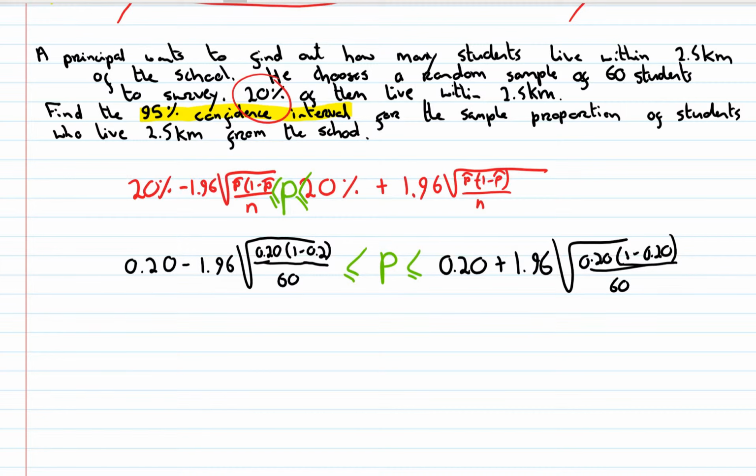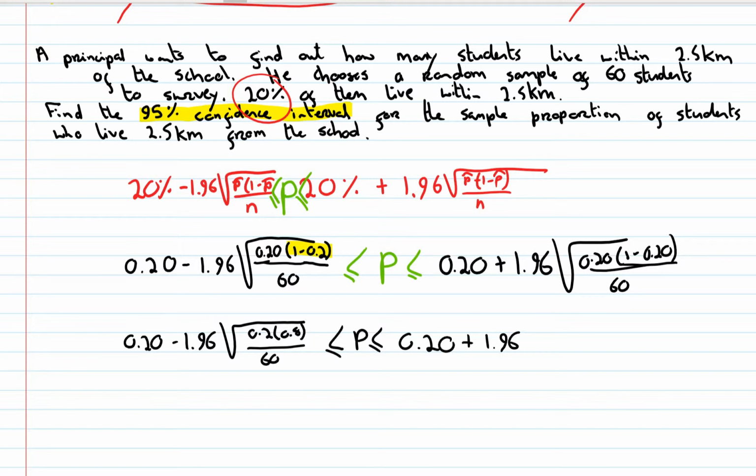And just to neaten that up, I will go 0.20 minus 1.96 root, well, we have in here 1 minus 0.2, so that will end up giving us 0.2 multiplied by 0.8 all over 60, plus 1.96, and the same over this side, 0.2 multiplied by 0.8 all over 60, and the square root sign goes over it all.